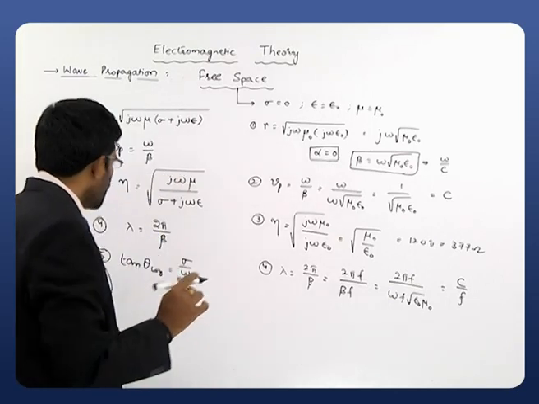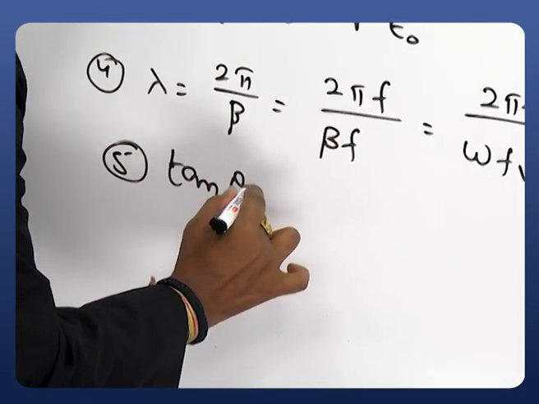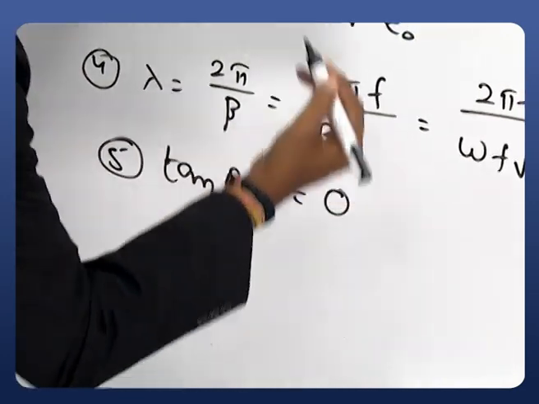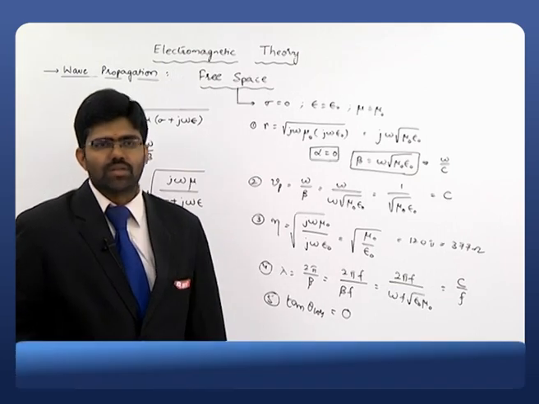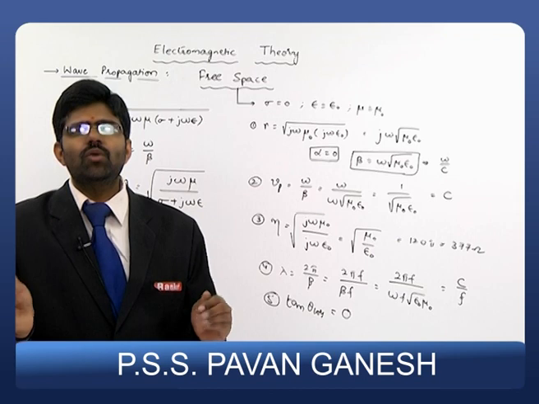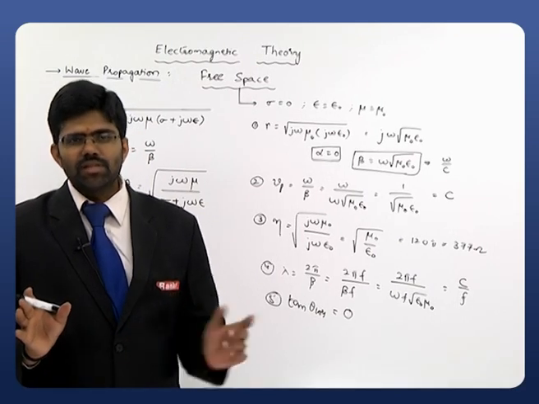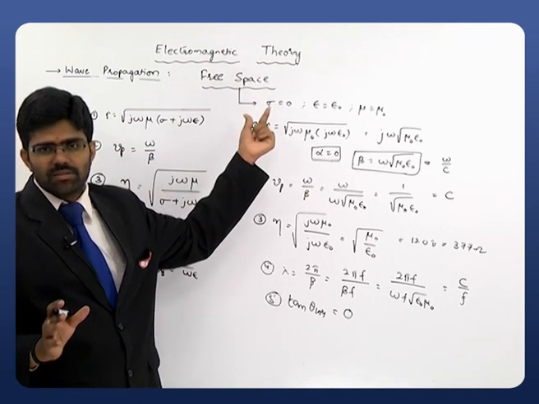And the final one, loss tangent. The loss tangent, tan theta loss, is simply 0, since sigma is equal to 0. A loss tangent of 0 means a very low loss, almost zero loss will be there. So these are the characteristics of our wave which is traveling in free space, right?